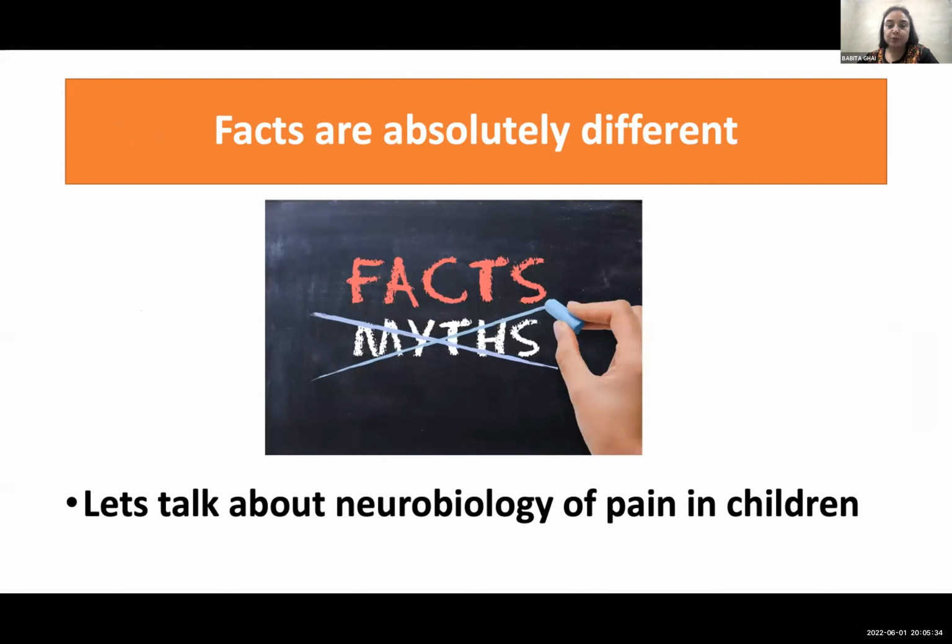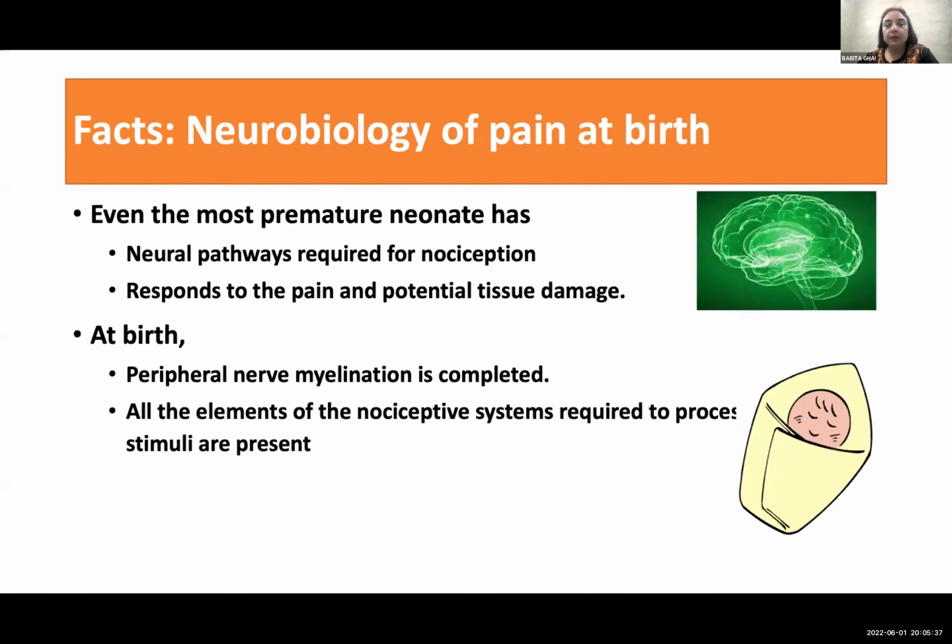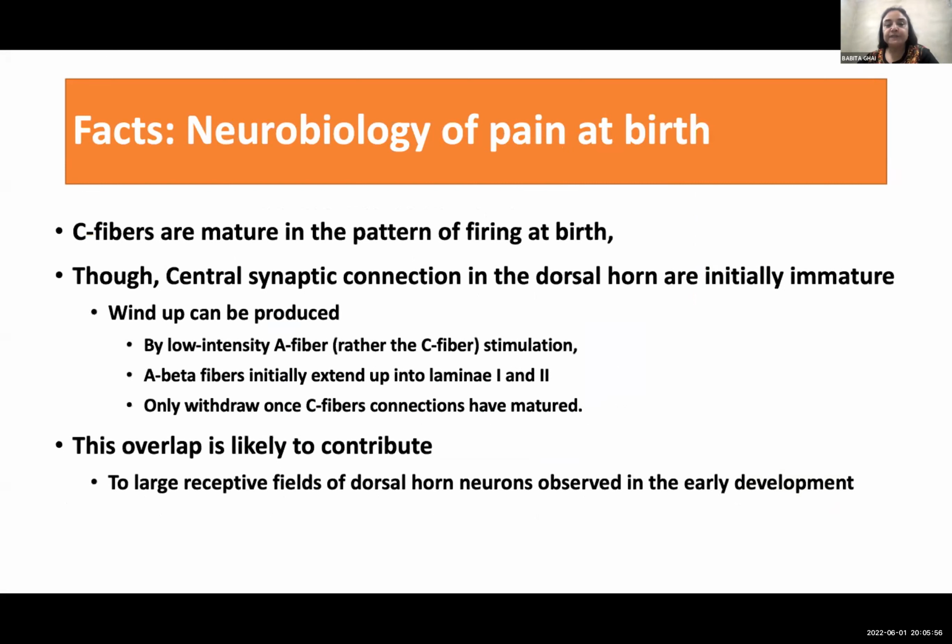So to overcome these myths, let's talk about the neurobiology of pain in children. Even the most premature neonate has the neural pathway required for nociception, which hence responds to pain and potential tissue damage. At birth, peripheral nerve myelination is completed and all the elements of the nociceptive system required to process pain stimulation are present. Also, the C fibers are matured in the pattern of their firing, though the central synaptic connections in the dorsal horn are initially immature for these C fibers. However, the windup, which is usually produced by C fibers in adults, can be produced by low-intensity A fibers instead of C fibers in pediatric patients and neonates.